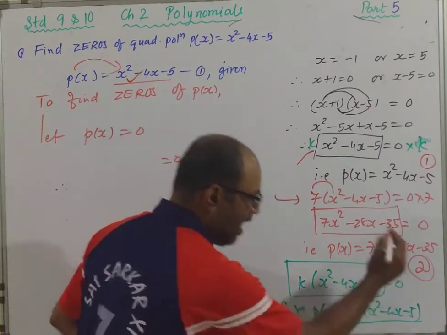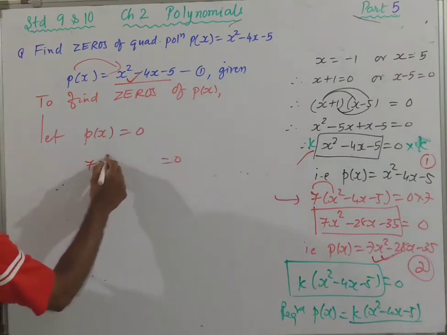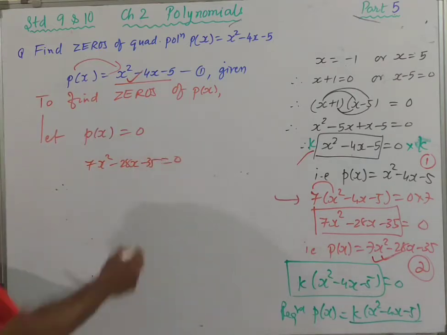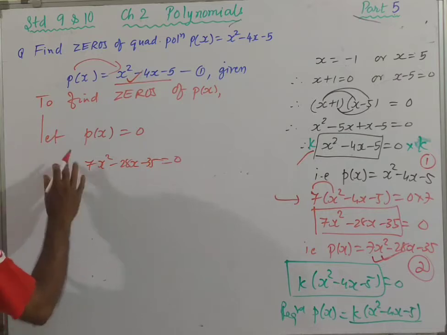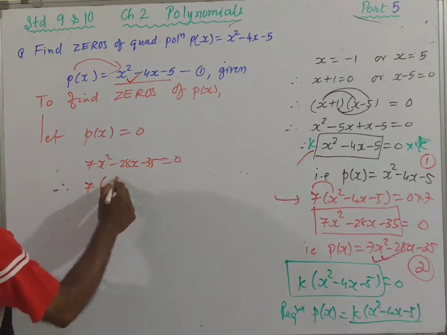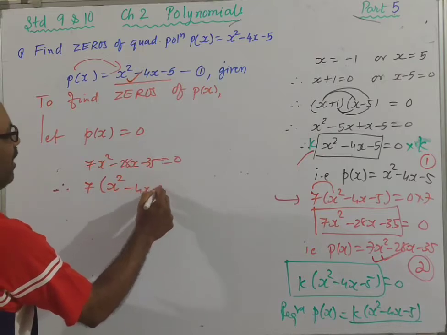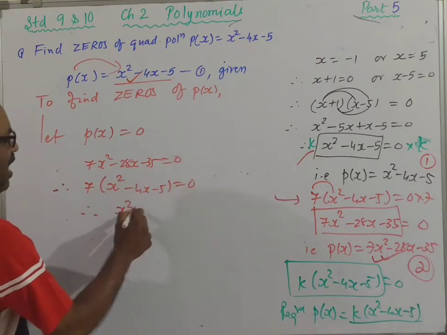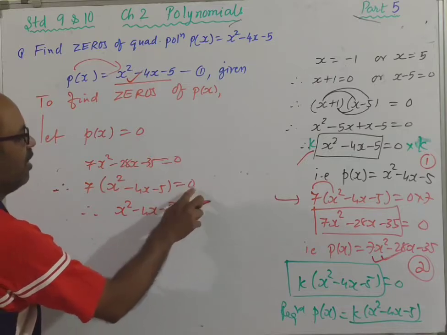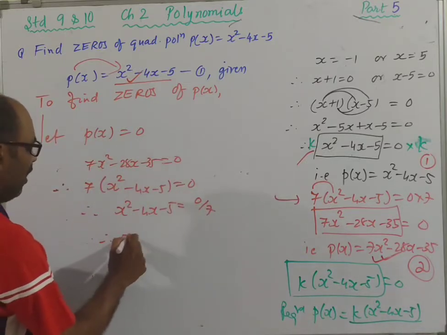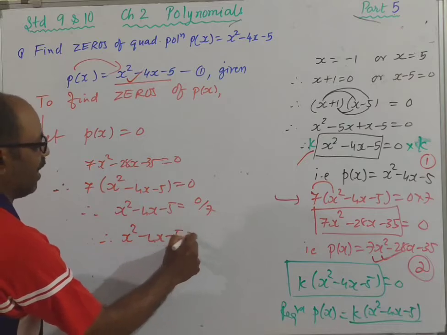Here what is p of x? 7x square minus 28x minus 35. Hey children, here 7 is common. So 7 common. After taking common, x square minus 4x minus 5 equal to 0. 7 goes to the other side. x square minus 4x minus 5 equals 0 upon 7. 0 upon 7 is 0 only. So x square minus 4x minus 5 equal to 0.